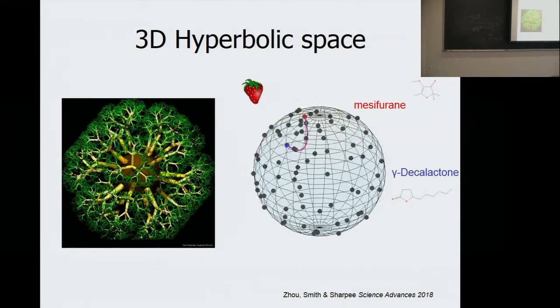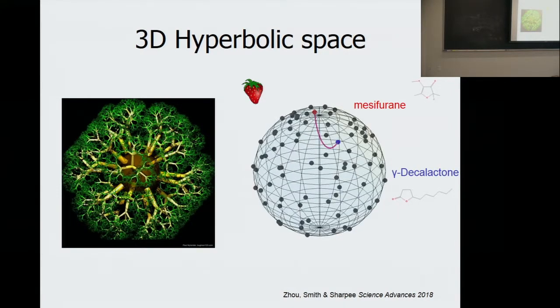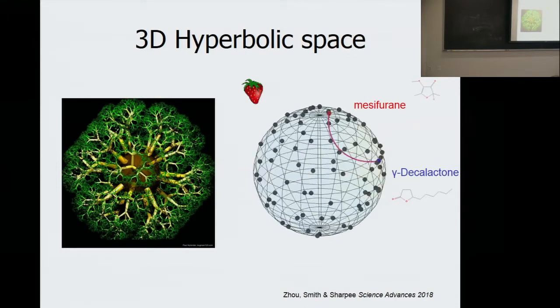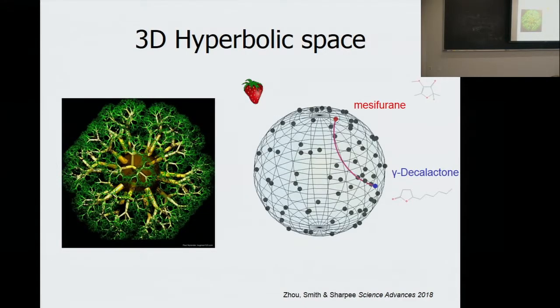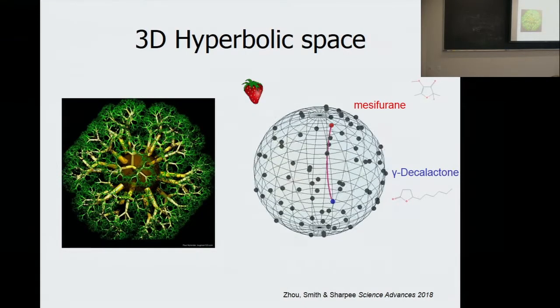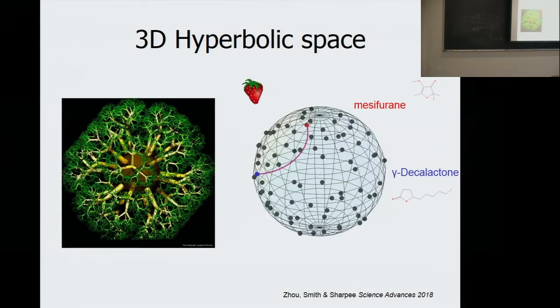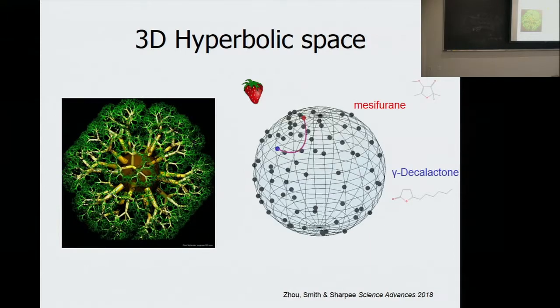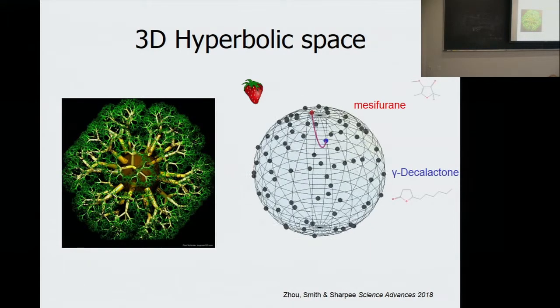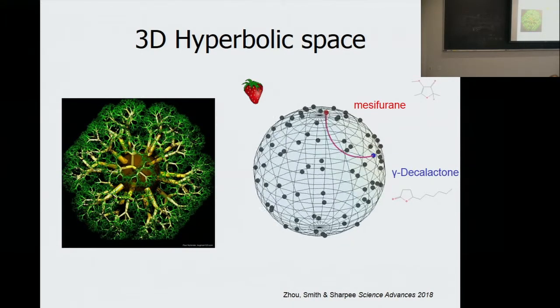So the implication is that if we sample points from within the strawberry, then those molecules would be higher up in the hierarchy because they cause the volatiles, and based on their statistical property, they would be inside the sphere. Is that okay?